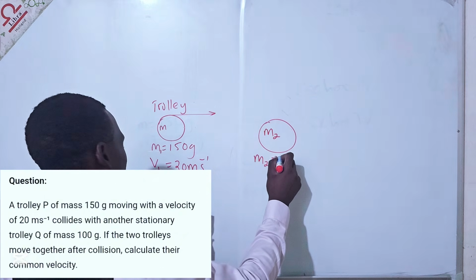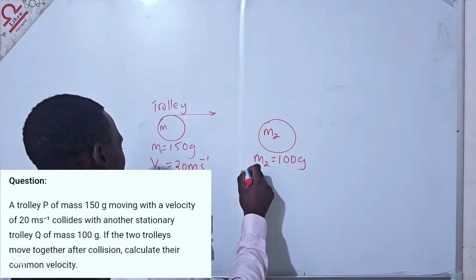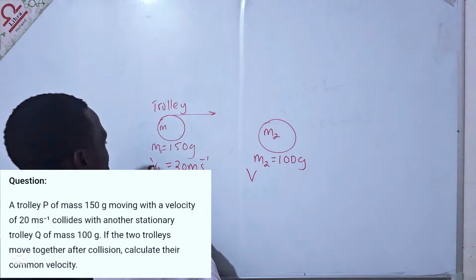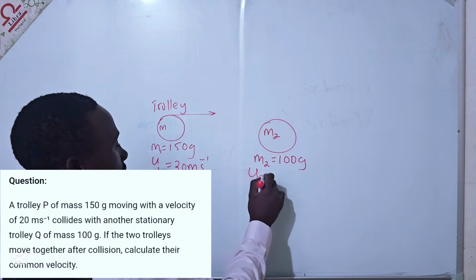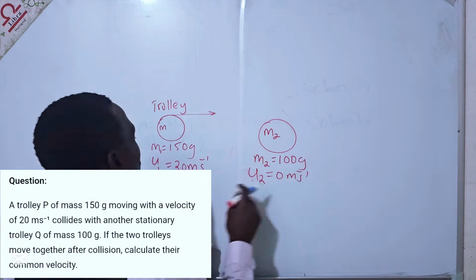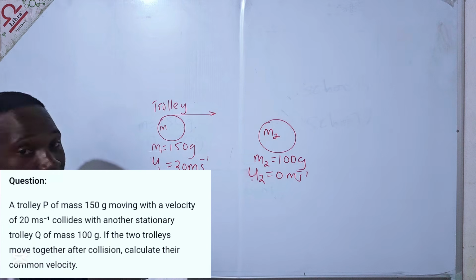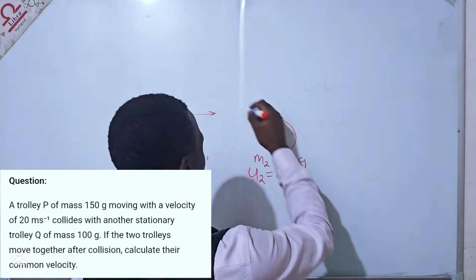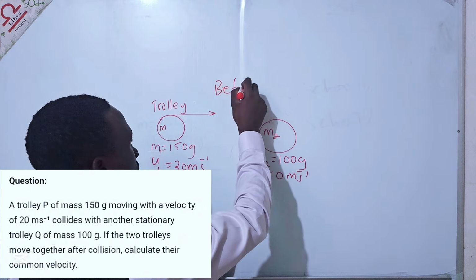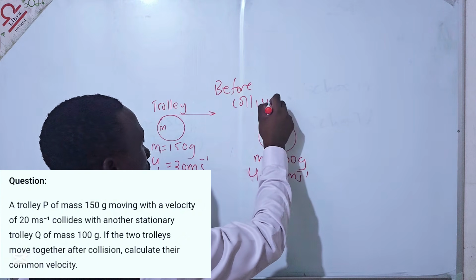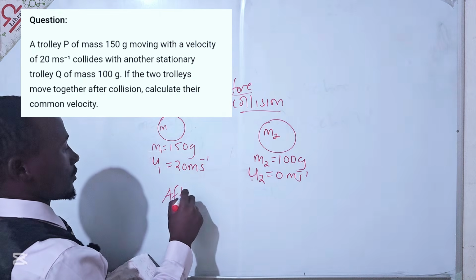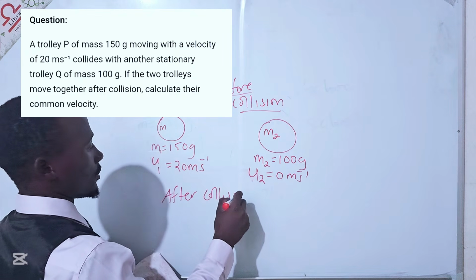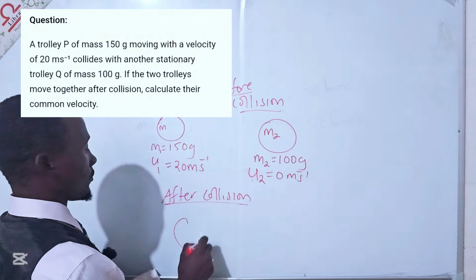Its mass is 100 grams, but it is stationary. Since it is stationary, its initial velocity is 0 meters per second. This one's initial velocity is 20 meters per second. If they move together after collision, this is before collision. Now after collision, they move as one body.